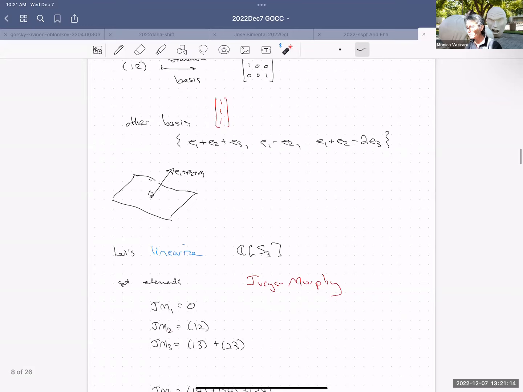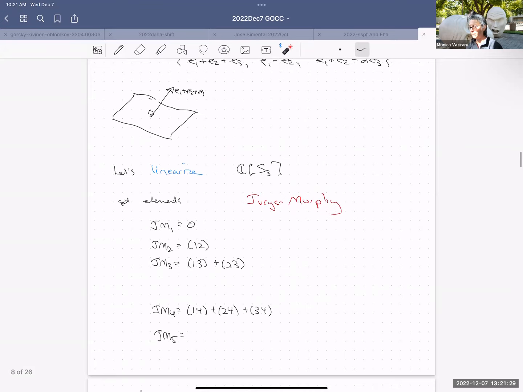What's the pattern? I'll hopefully tell you later where these elements come from, or why they were invented. But what's the pattern going on here? If I go into S4 or S5, the fourth Jucys-Murphy element, you would take the sum of transpositions 1, 4 plus 2, 4 plus 3, 4. Having done that, maybe we see what would the fifth Jucys-Murphy element be? You see the pattern? I have a guess. Is it the sum of all the transpositions containing 5? The sum of all the transpositions containing 5, exactly. 1, 5 plus 2, 5 plus 3, 5 plus 4, 5. And we won't put 5, 5, which is the identity. I guess we could if we wanted, but we don't. Okay. And then we see the pattern.